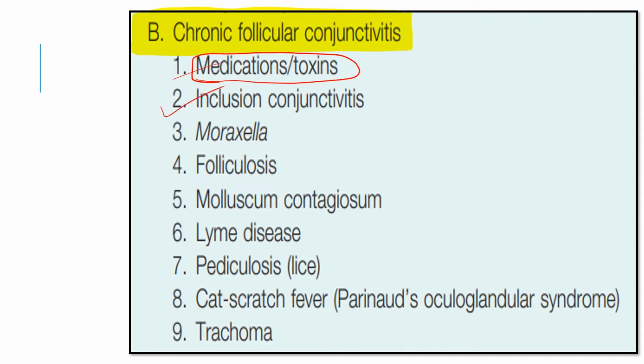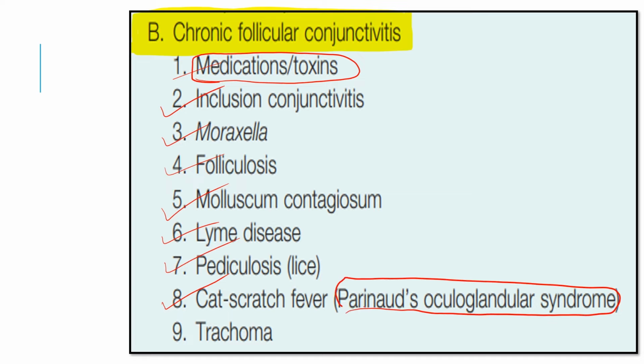Again, in inclusion conjunctivitis, chlamydia can become chronic as well, so in that case you will see a chronic follicular reaction. In Moraxella, which causes angular conjunctivitis, you can have a follicular reaction. In folliculosis, molluscum contagiosum, Lyme disease, pediculosis, and cat scratch disease, which is called Parinaud's Oculoglandular Syndrome, you can see follicles. In cat scratch fever, you can also see granuloma formation, so you can also have this granulomatous sort of conjunctivitis.